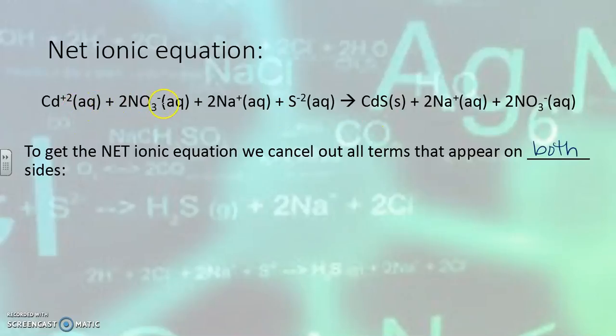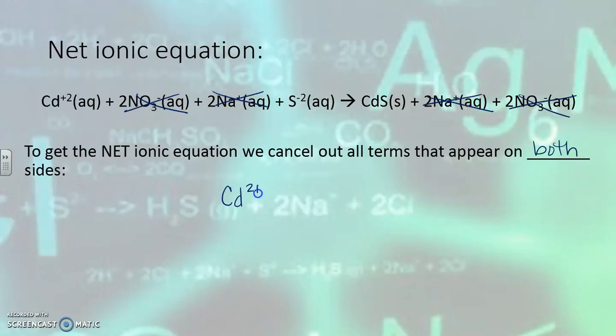We have 2 nitrates here. That's an ion. That's an ion. We can cancel those. We have 2 sodiums and 2 sodiums. We can cancel those. We have a sulfide, and then sulfur is part of something over here, so we can't cancel them. So after you cancel out like terms, then you would rewrite it.